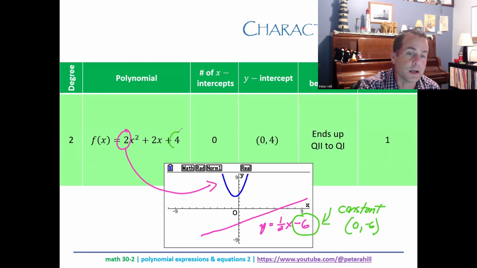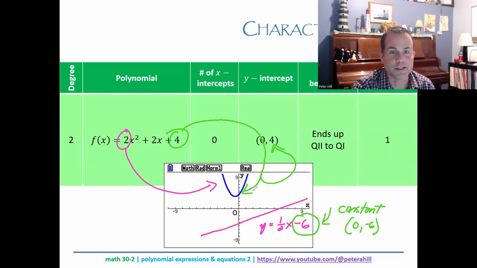Take a look at this guy, friends. My constant term is 4. And take a look at, I can just go right there. I'm just having fun drawing on the PowerPoint, it seems. My y-intercept is at 0, 4. Okay, so the other thing I want you to start connecting here is your constant term is going to show you your y-intercept. And the sign of the leading coefficient is going to tell you whether you end going up or down. Okay.